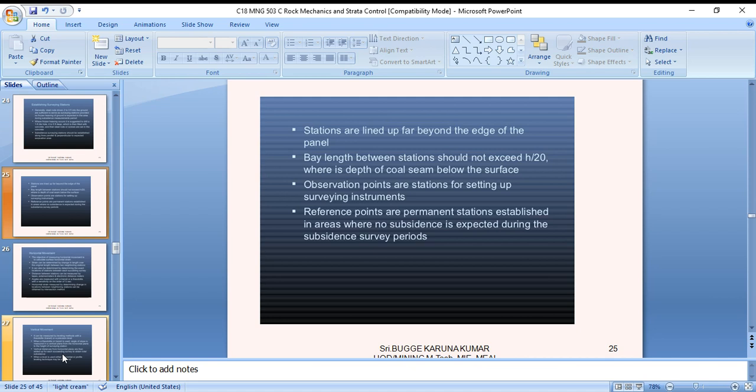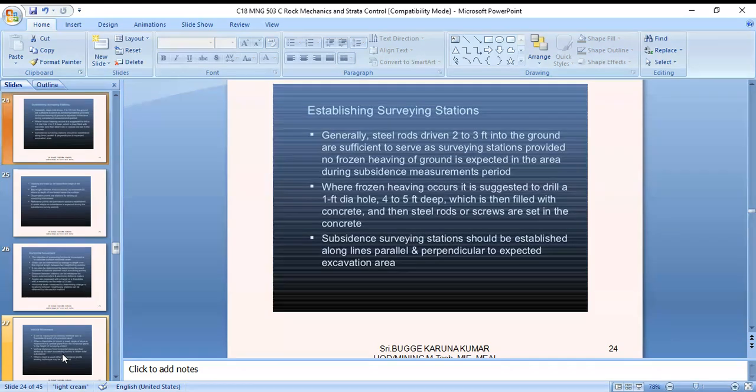Stations are lined up far behind the edge of the panel. Bay length between the stations should not exceed h by 20, where h is the depth of the coal seam below the surface. Observation points are stations for setting up the surveying instrument. Reference points are permanent stations established in the area where no subsidence is expected during the subsidence surveying period. So this is regarding the subsidence measurement and the establishment of the stations.